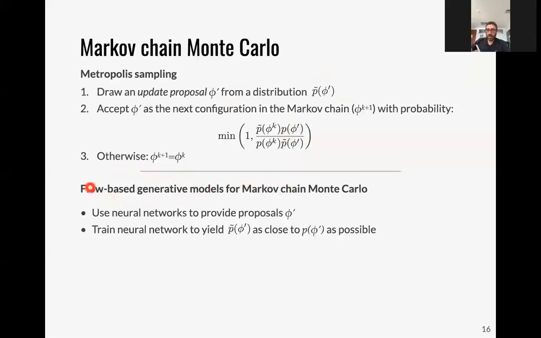These so-called flow-based generative models, which are the machine learning models that we will talk about today for Markov chain Monte Carlo, the idea is to use neural networks as p tilde. So we use a neural network to propose these phi tildes, and then we train this neural network so that p tilde is as close to p as possible. Okay, so that's the main idea.